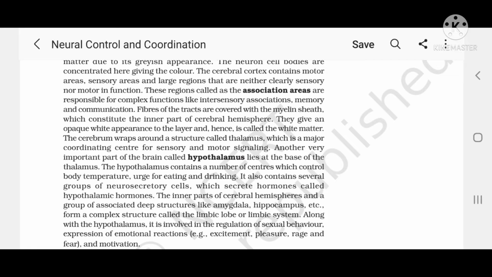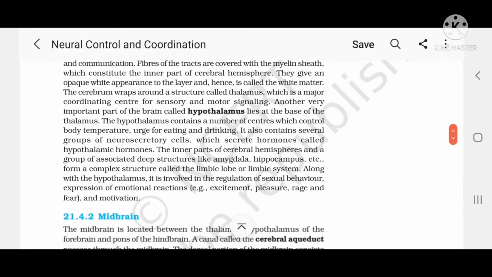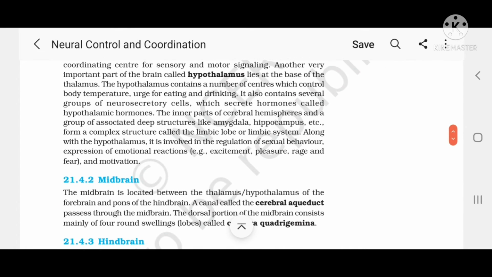Another very important part of the brain called hypothalamus lies at the base of the thalamus. The hypothalamus contains a number of centers which control body temperature, urge for eating and drinking. It also contains several groups of neurosecretory cells which secrete hormones called hypothalamic hormones.